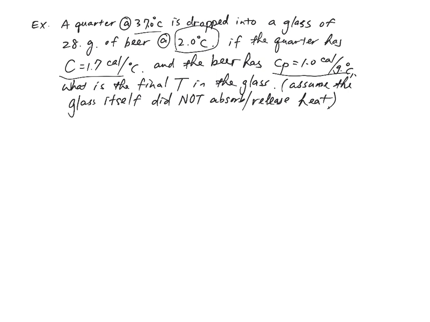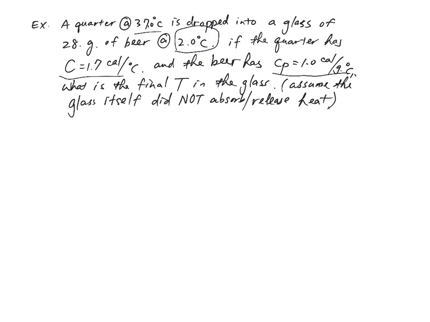Now what's going to happen when you have a hot quarter dropped into a cold beer? Well, you have two objects, one hot, one cold, got in touch with each other. Now, obviously, your quarter is going to lose heat, and your beer is going to start to absorb whatever heat that the quarter is releasing.